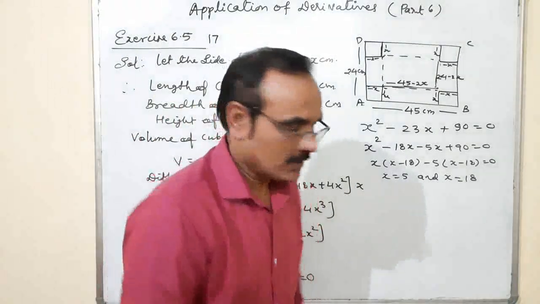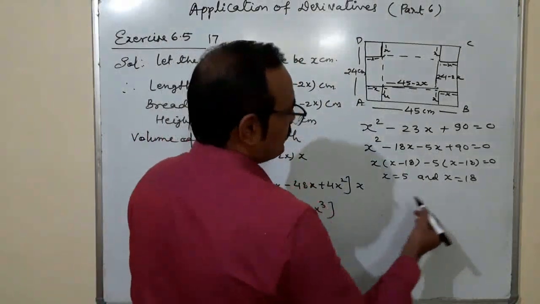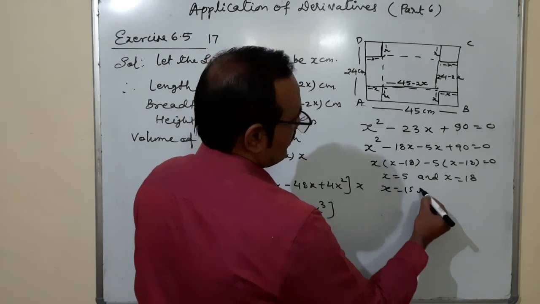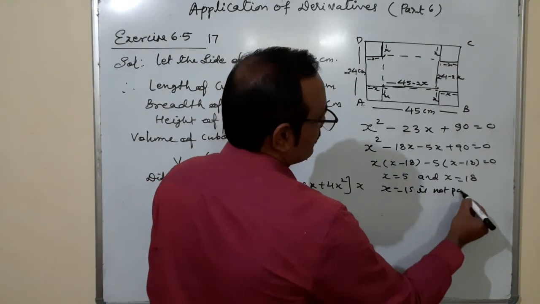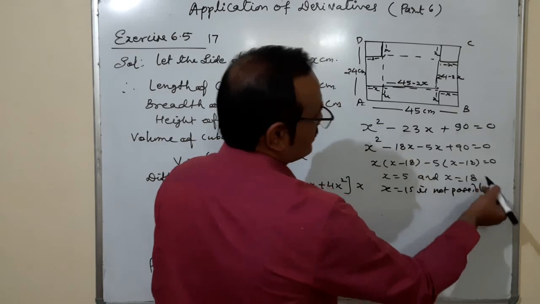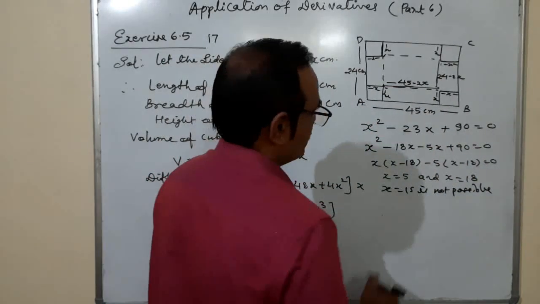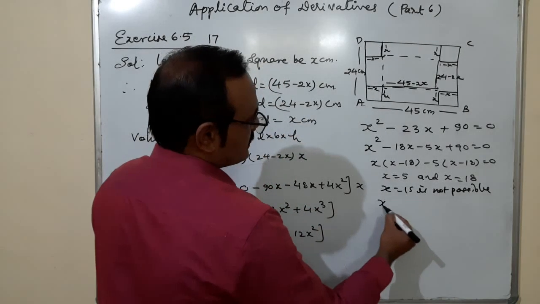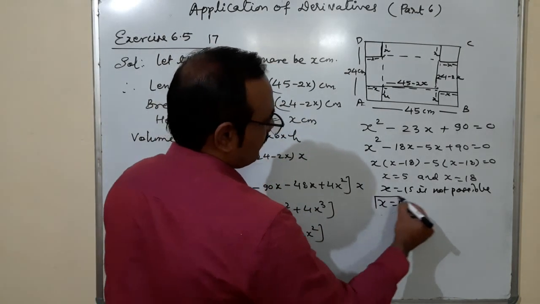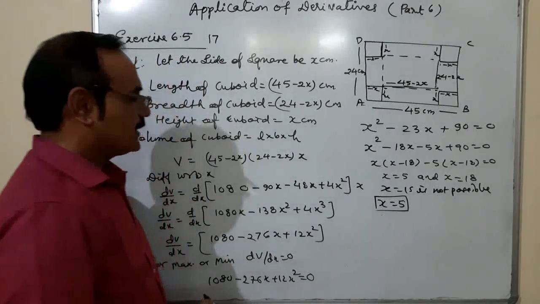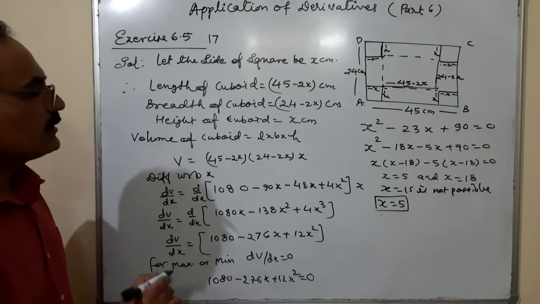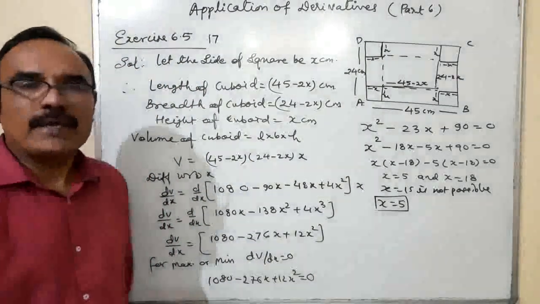And this is also. So what should I write here? So x is equal to 18 is not possible, because the reason you can give is that 24 minus 18 plus 18 is not possible. So now x is equal to 5. So that means the side should be taken as x is equal to 5. Now let us see the volume will be maximum, yes or no.